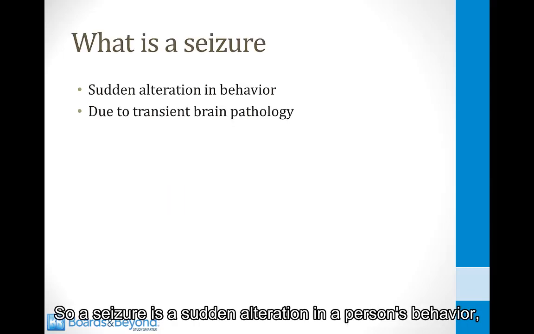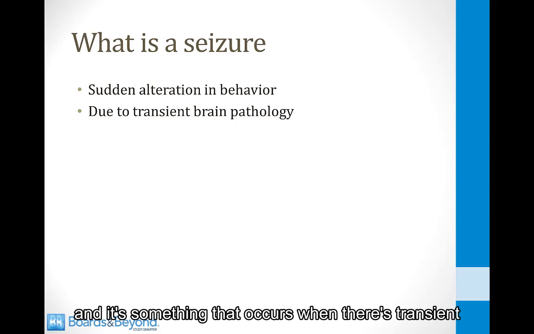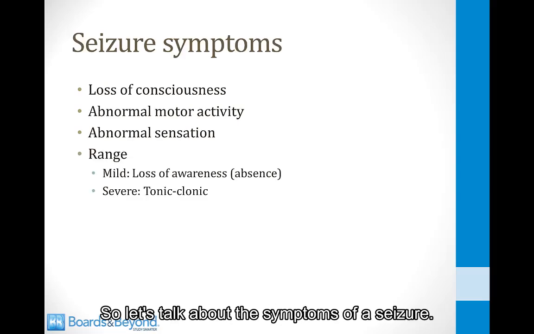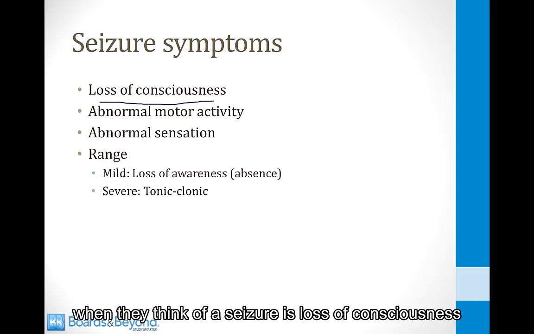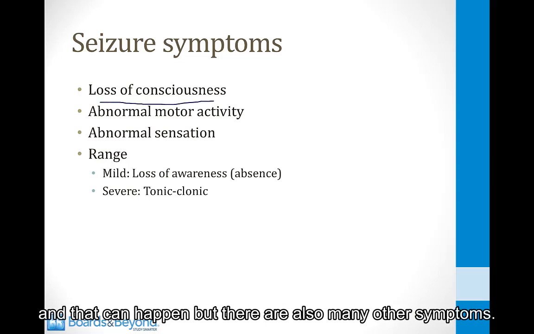So a seizure is a sudden alteration in a person's behavior, and it's something that occurs when there's transient brain pathology. So let's talk about the symptoms of a seizure. One of the symptoms most people think of when they think of a seizure is loss of consciousness, and that can happen, but there are also many other symptoms.